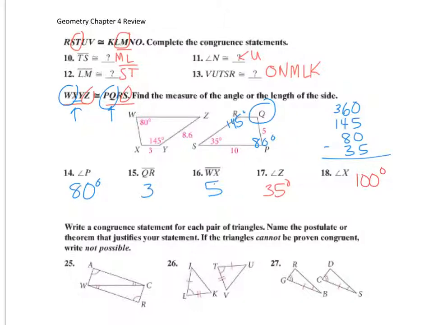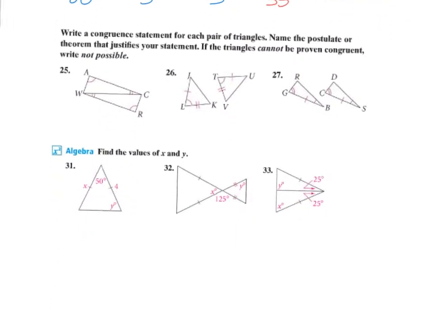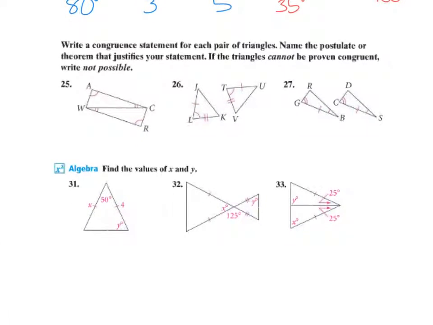And then down here, it says write a congruent statement for each pair of triangles. Name the postulate or theorem that justifies your statement, and if the triangles can't be proven, write not possible. So sometimes you're going to have to fill in reflexive, vertical angles. So right here, these two, WC is congruent to WC.